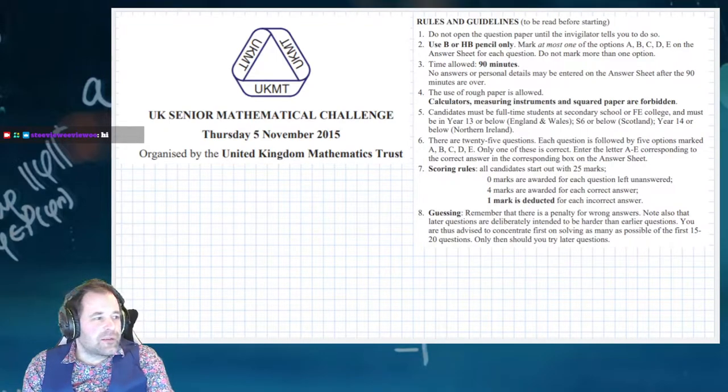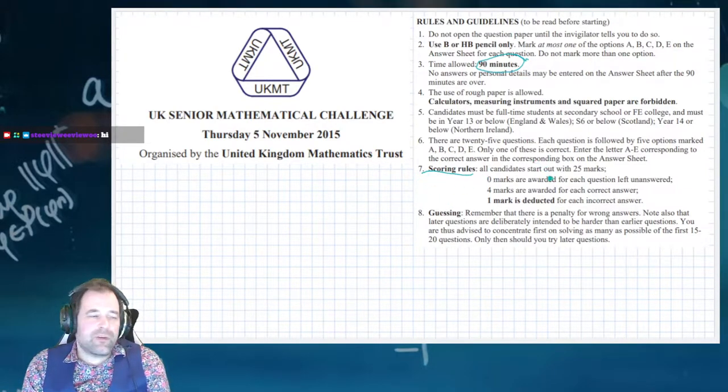It takes 90 minutes. This is a senior math challenge. There are going to be 25 questions, no calculators, you're just allowed a pen and a ruler. But no, apologies, you're not allowed a ruler, you're allowed a straight edge though. And it's multiple choice, but there are penalties for guessing. So the scoring rules are down here.